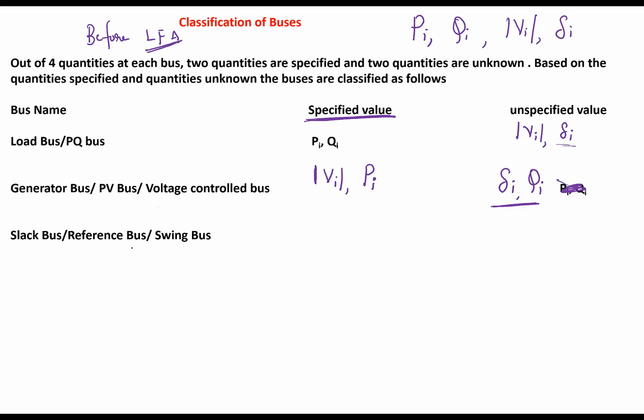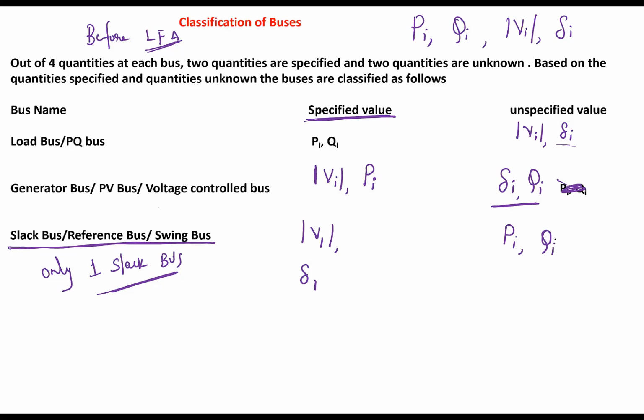Next, there is only one slack bus. In any power system network, there must be one and only one slack bus, or reference bus. If you know the voltage magnitude and voltage angle at a bus, but you don't know how much real power and reactive power is injected at the bus, such a bus is called a slack bus.